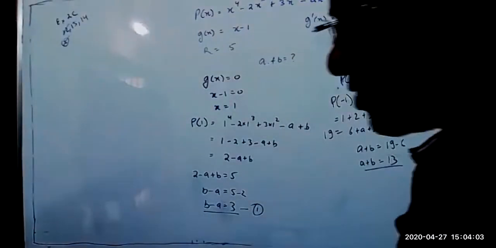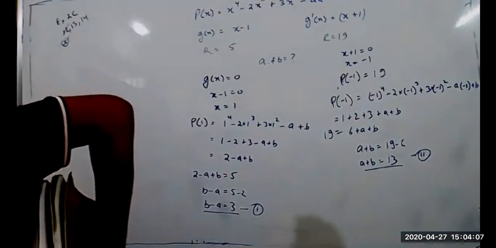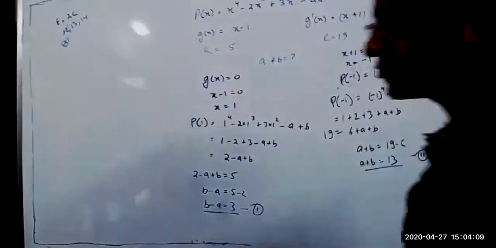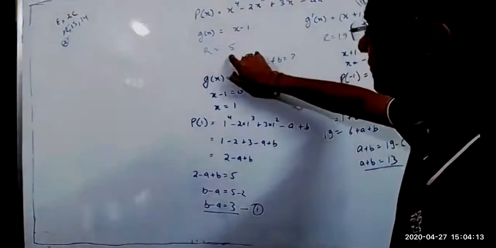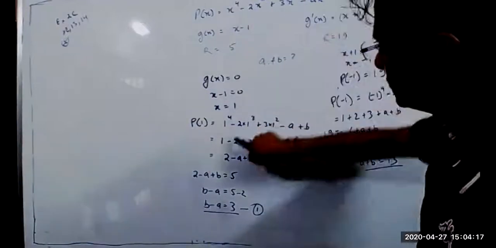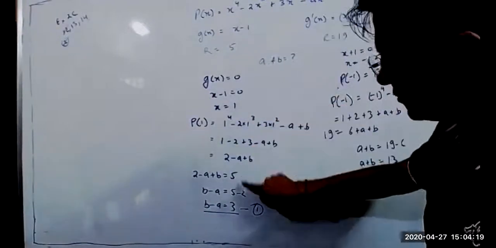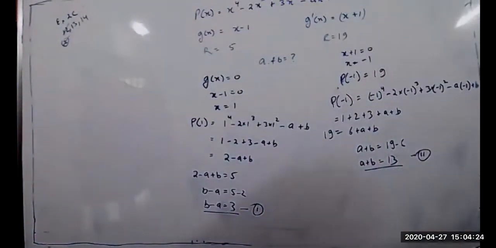Anyone has any doubt, please raise your hand. Any doubt what we are doing here? This is p(x) divided by g(x), remainder 5. We replace the value with 1. Replace here, so it should be equal to 5. Equated. Here same thing we did. We got a plus b is equal to 13.